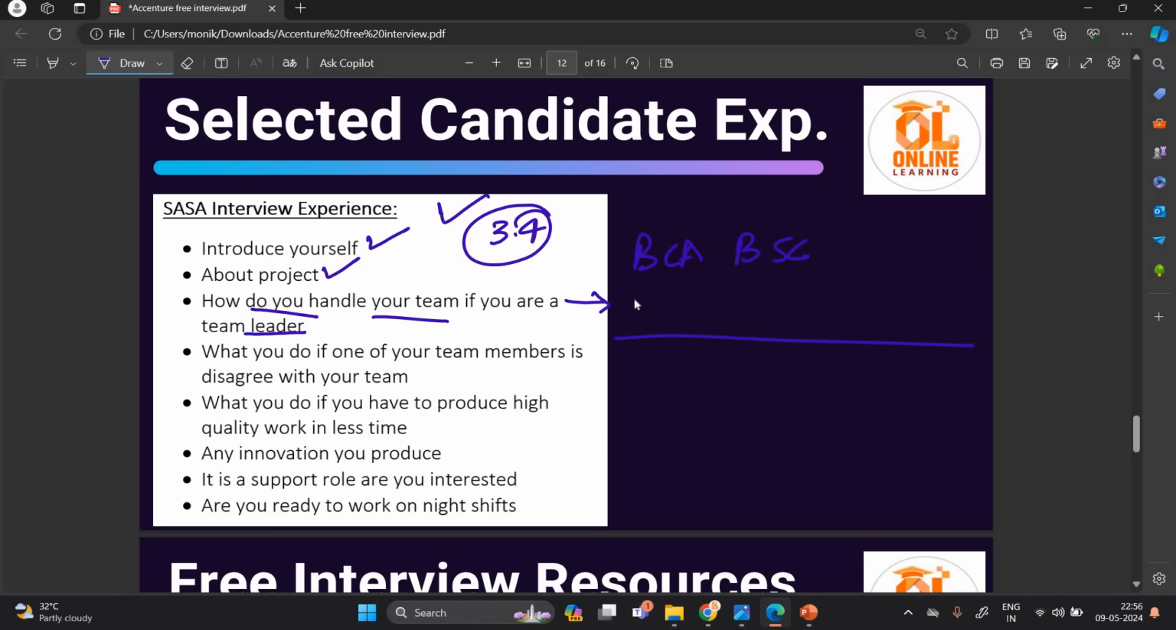Suppose you are team leader. Okay, so you have to decide a work timeline. Okay, like in how many days or in how many weeks we have to complete this project. Okay, you have to also make schedule. Okay, that is also related to work timeline. In the schedule you have to mention what are your everyday tasks.